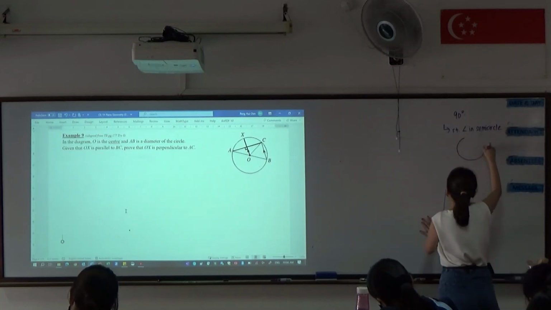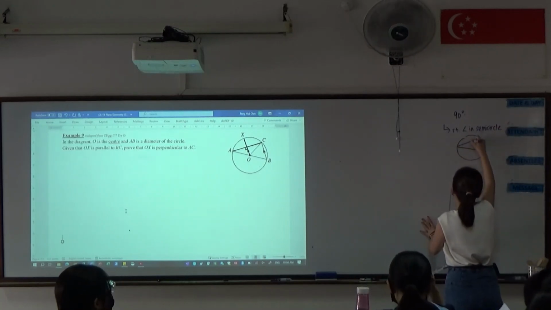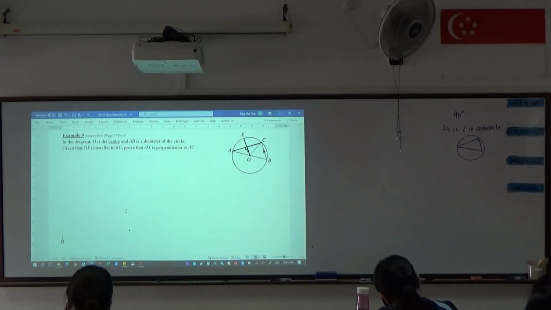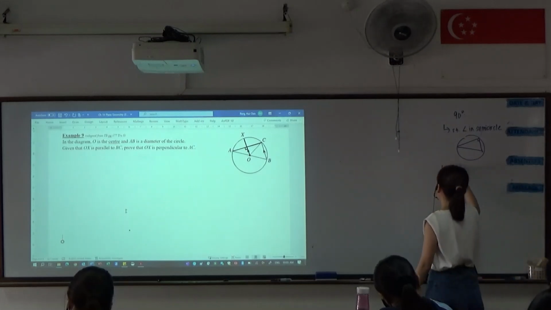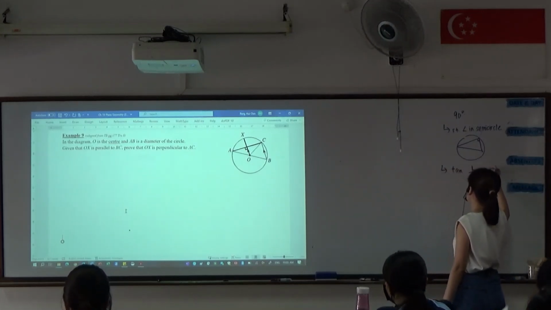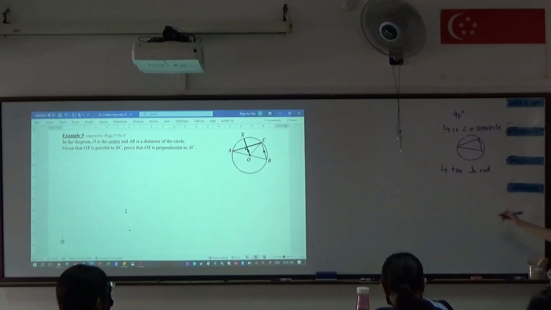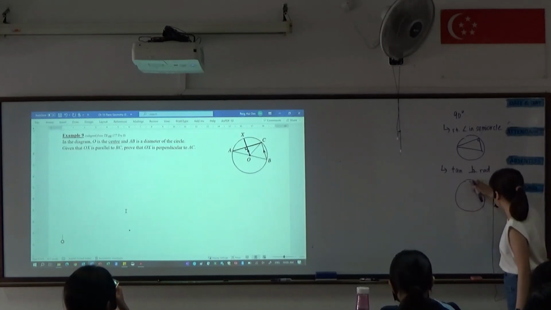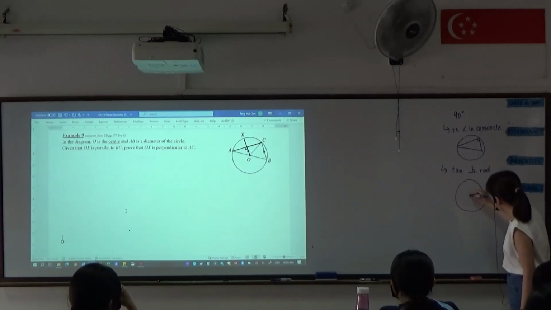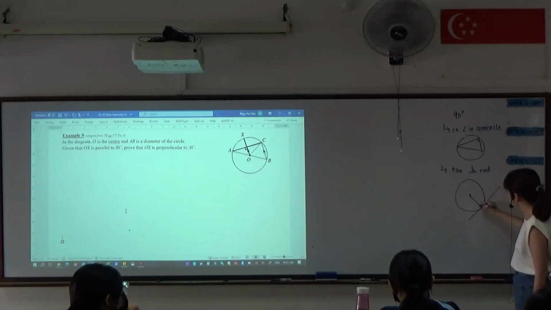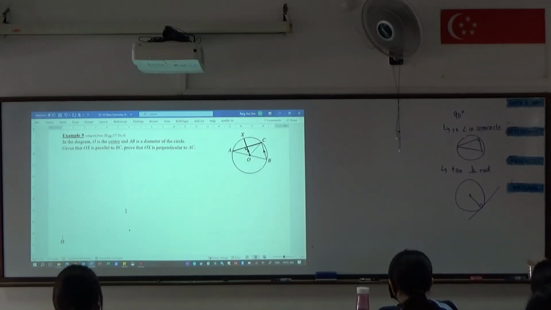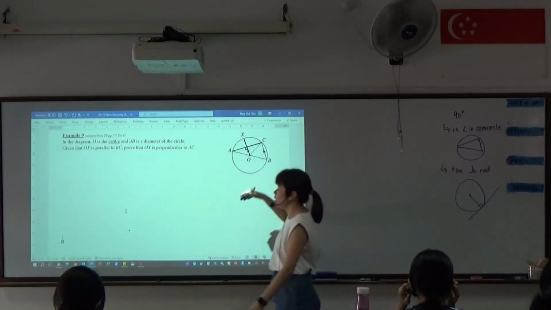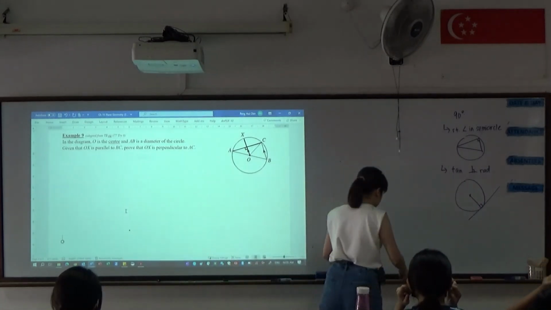So we have this property whereby we need a diameter, and then we get our 90 degrees introduced into the question. Another way that we can do so is tangent perpendicular to radius. So if I have a circle, sorry, my circles are not that perfect, but if I have a radius and a tangent, that's how a 90 degrees can be introduced. And 90 degrees is very often used in your circle questions. So there are some tips over there.